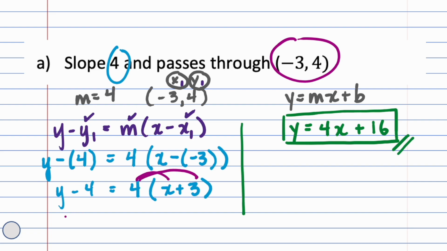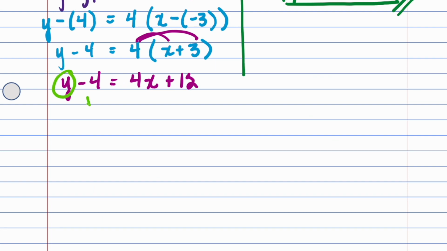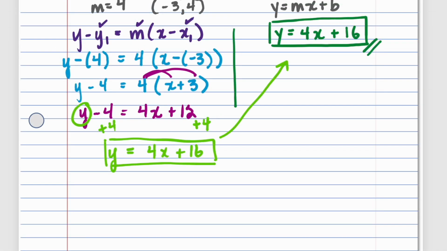We can distribute. We get 4x plus a 12, and we'll solve for y by adding 4 both sides. y is equal to 4x plus 16. We get the same result.